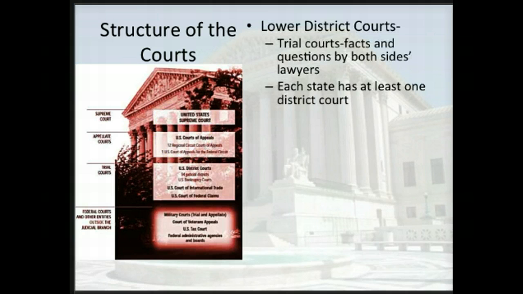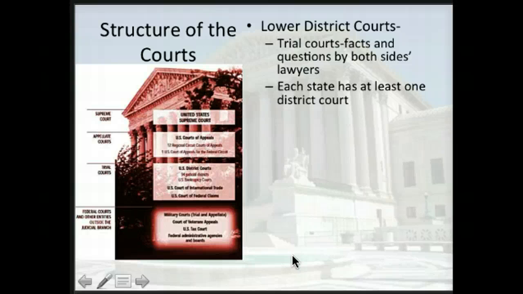Lower district courts look like the courts that you think of when you are watching TV or a movie that shows a trial. You think of a court, you walk in, you see the defendant and the plaintiff, the jury and the judge, and there's people there to witness the trial. Lower district courts, this level right here, that's what they look like. These are trial courts where the facts and the questions of the case are presented by both sides' lawyers. So you actually have people arguing in these courts.